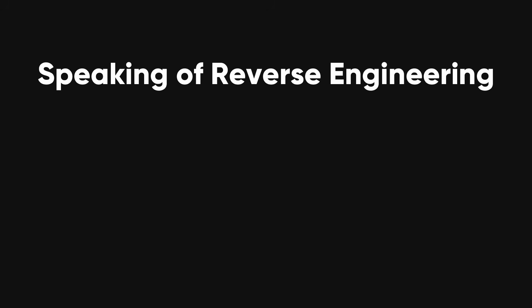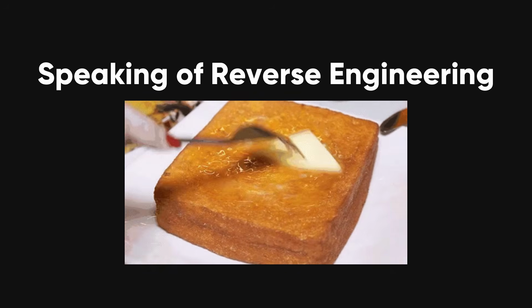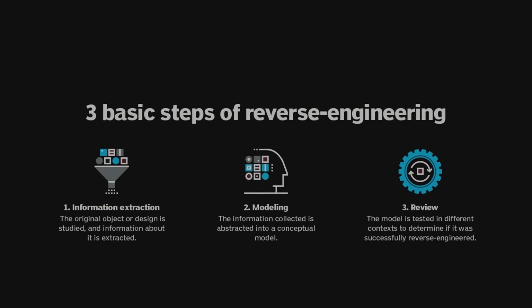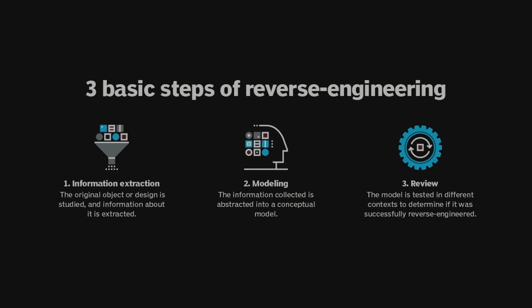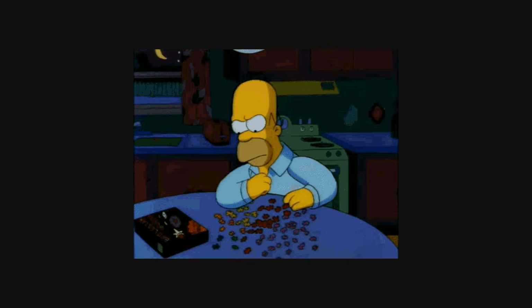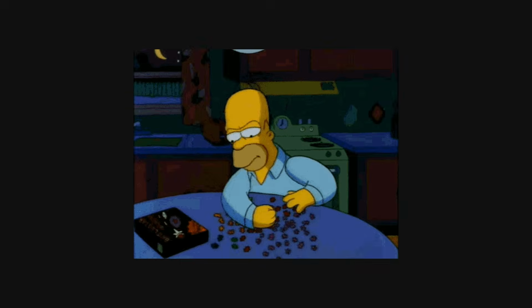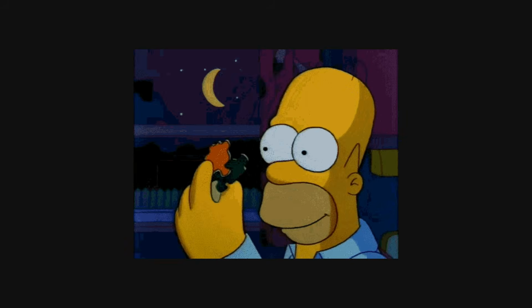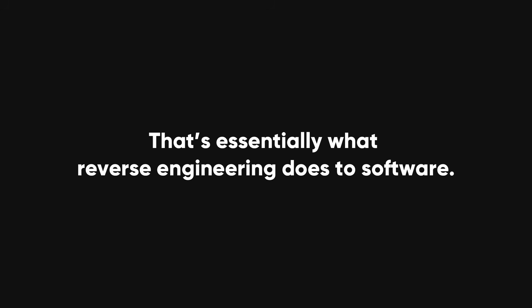Speaking of reverse engineering, this is the bread and butter of software cracking. It's a technique hackers use to disassemble and analyze a program's code. The goal is to understand how the software works, where the activation mechanisms are located, and how they can be bypassed. Imagine taking apart a puzzle to see how each piece fits together, and then modifying one piece to make the puzzle easier to solve. That's essentially what reverse engineering does to software.